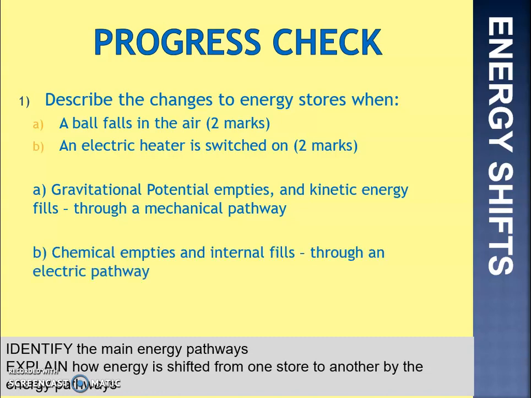For an electric heater that's switched on, chemical energy empties and the internal fills. Remember, we get our energy from power stations, which generally will use coal, oil or gas. That's a chemical energy store. The internal fills, and that's through an electrical pathway because it's an electric heater.